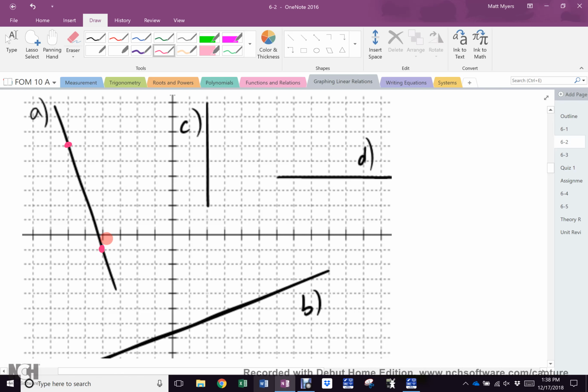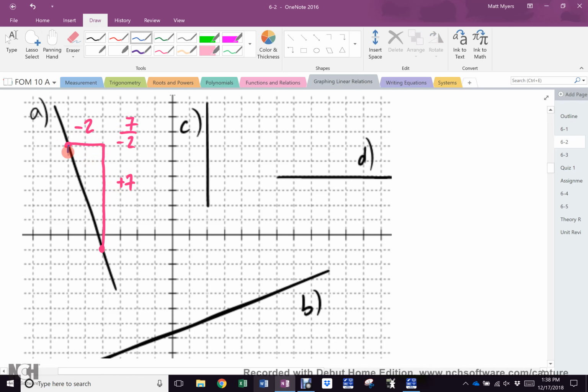Now, can I find the slope? Is it on the graph? So how do I find it? Count. What's the rise? If I start down here, what's my rise? 1, 2, 3, 4, 5, 6, 7. Positive or negative? Positive. Then count my run. What is it? 1, 2. Positive or negative? So what's the slope there? 7 over negative 2.